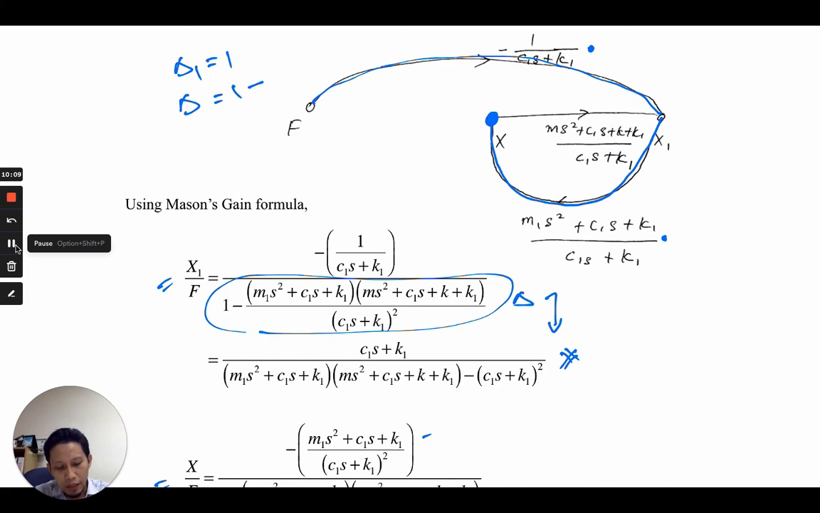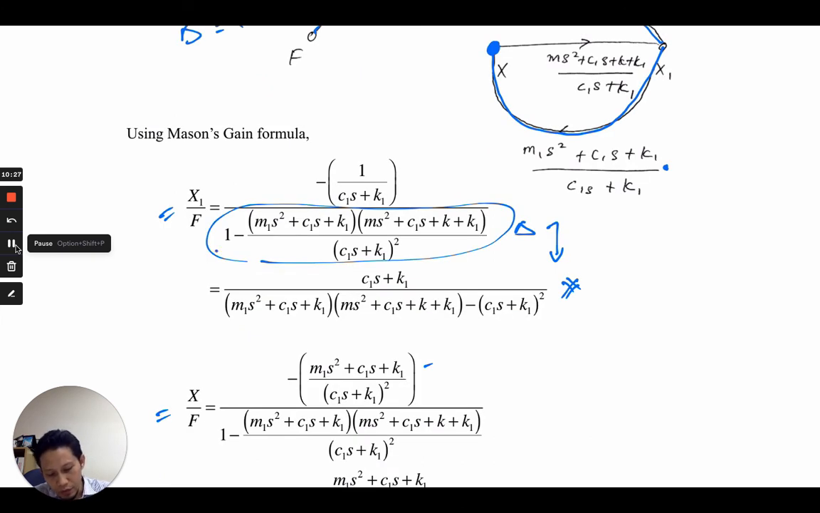Okay, and delta is actually the same as for the previous transfer function. Using the same signal flow graph, we get the same delta. Here and here are actually the same. So the difference is only between T1 here and T1 of this. T1 of this is not the same as T1 of this. Okay.